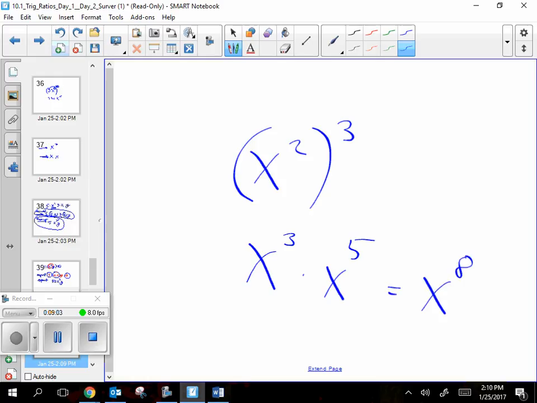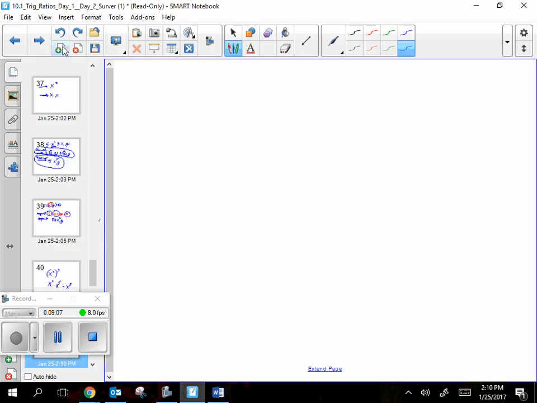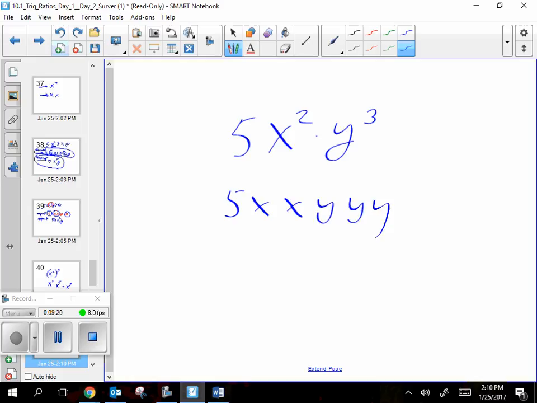All right. And then the last thing you learned was what's called expanded form. That's if you had this and you wanted to expand it all the way out, then that means 5, x, x, y, y, y. That's expanded all the way. That make sense? All right, cool. So I'm handing out the worksheet now, and we'll get started on that together.